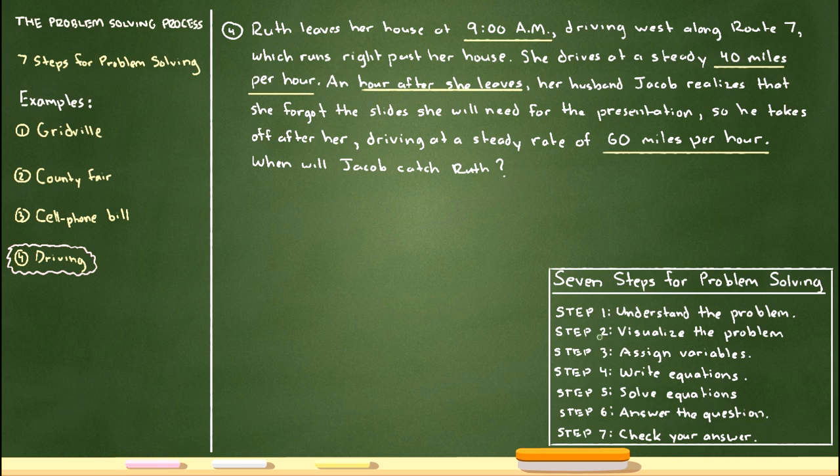What's happening? Now we want to visualize the problem. Well, we have Ruth and Jacob. They live in a house somewhere. Here's the house. Okay. There's the window. There's the roof and a chimney. Okay, so there's their house. There's where they live. Now, Ruth leaves the house at 9 a.m. She takes off west.